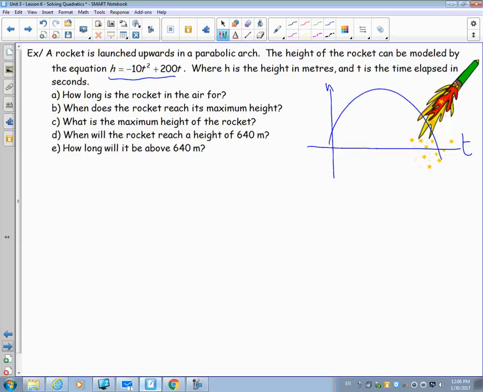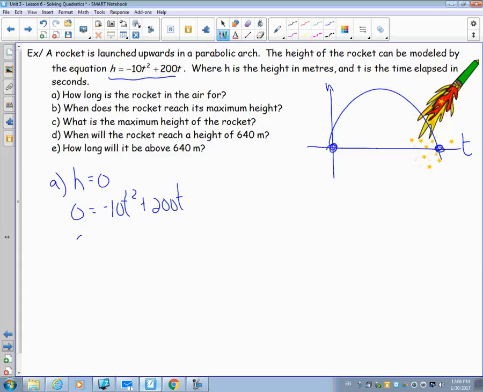How long is the rocket in the air for? So basically, where does it start and where does it end? Because the difference between those will be how long it's in the air for. What do we know about when it's not in the air? We know it has a height of 0. So, can we solve this equation is what we're being asked.